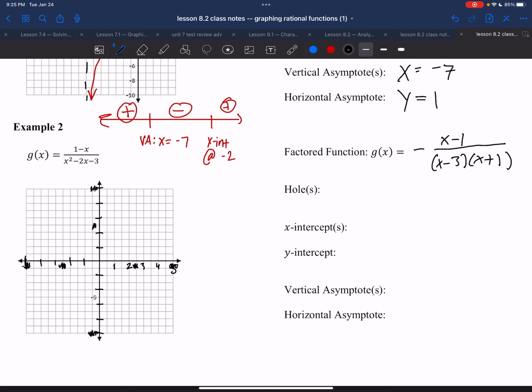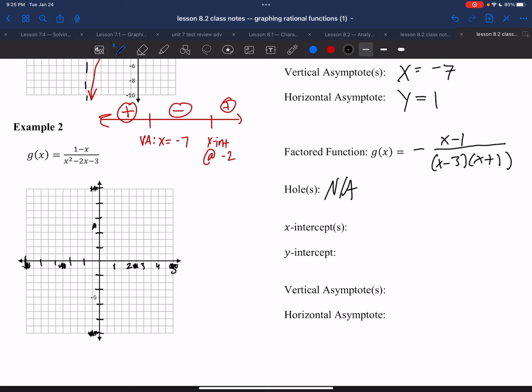Now, let's plot some stuff. I notice there are no common factors on top and bottom, so there's no holes here, okay? You might say, oh, x minus 1 and x plus 1. No, that's not the same. X minus 1 differs from x plus 1. That is not a hole, okay?